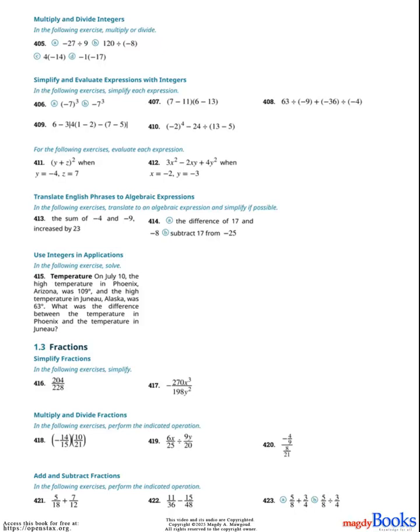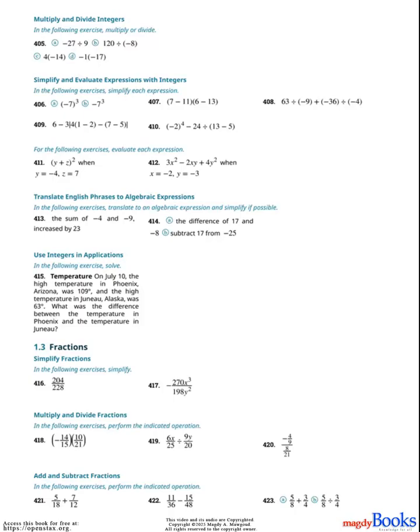412. 3x² − 2xy + 4y², when x = −2, y = −3. 1.2.5. Translate English phrases to algebraic expressions. In the following exercises, translate to an algebraic expression and simplify if possible.